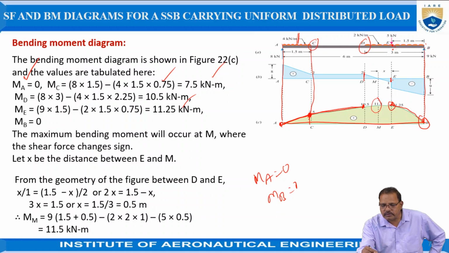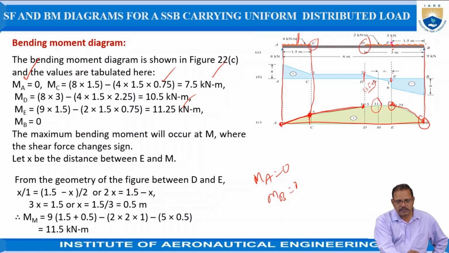So the distance between these 2 points is given here now. It is equal to totally 3 meters. It is equal to 1.5 meters now. One is x, and the other is 1.5 minus x now. So by using the relation, x by n is equal to 1.5 minus x divided by 2 now. From this relation, 2x is equal to 1.5 minus x. So by using the relationship, we got x is equal to 0.5 meters now.